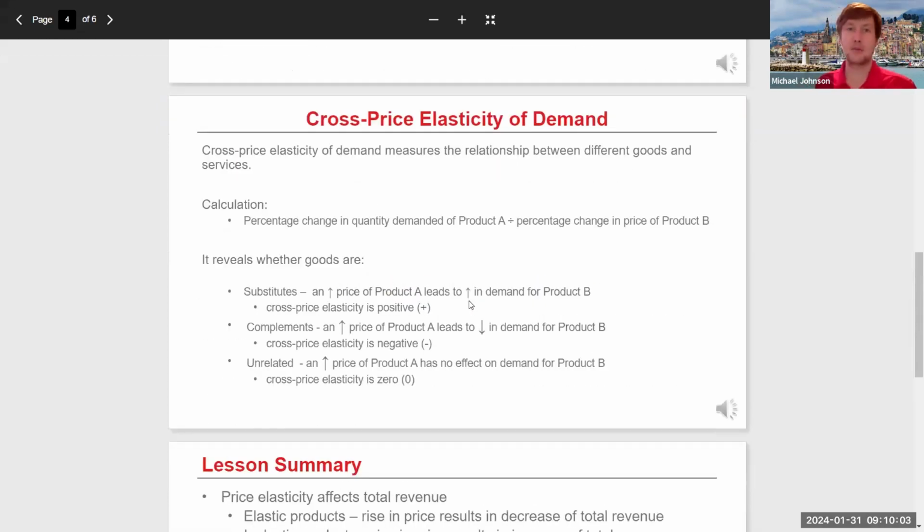So, cross price elasticity of demand. Cross price elasticity of demand measures the relationship between different goods and services.